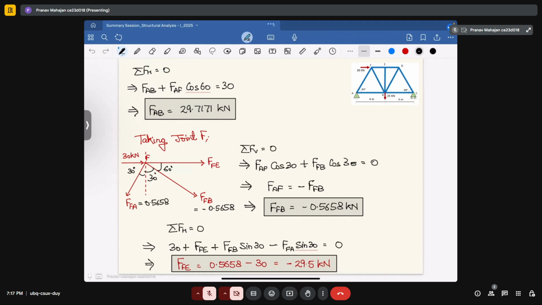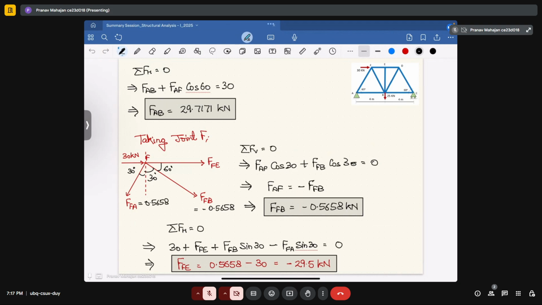that is, for FB member it is coming out to be minus 0.5858, where minus is indicating that the member force is compressive, because in this free body diagram we have assumed that the outward, or you can say positive, value of the force is considered to be tensile.